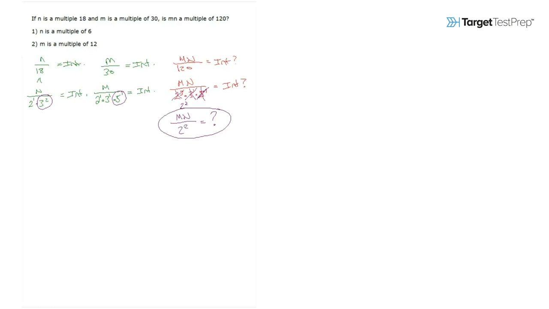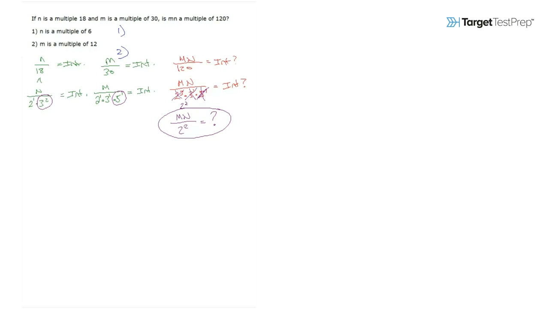And what we did is we strategically used the given information to start eliminating certain factors because we already knew that m times n would be divisible by some of these things just from what we were given. So now we dive into our statements, and life should be pretty easy from this standpoint.